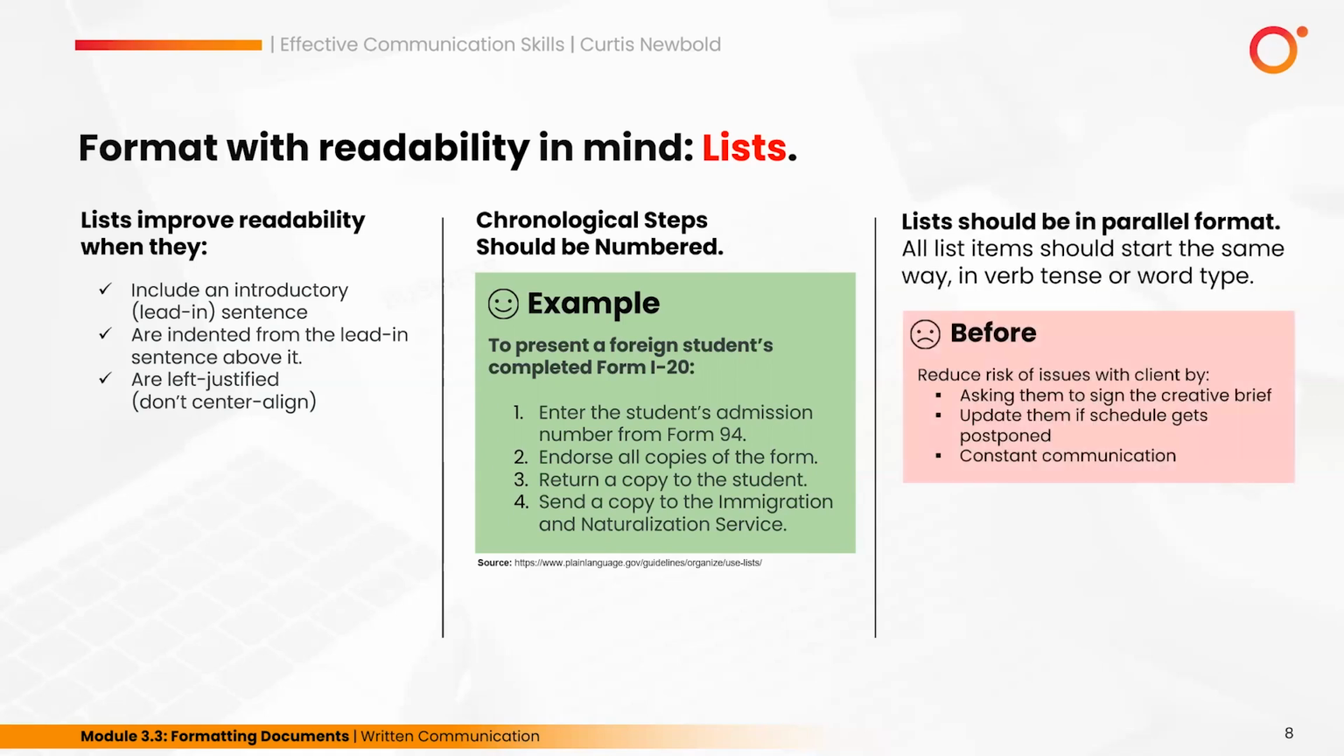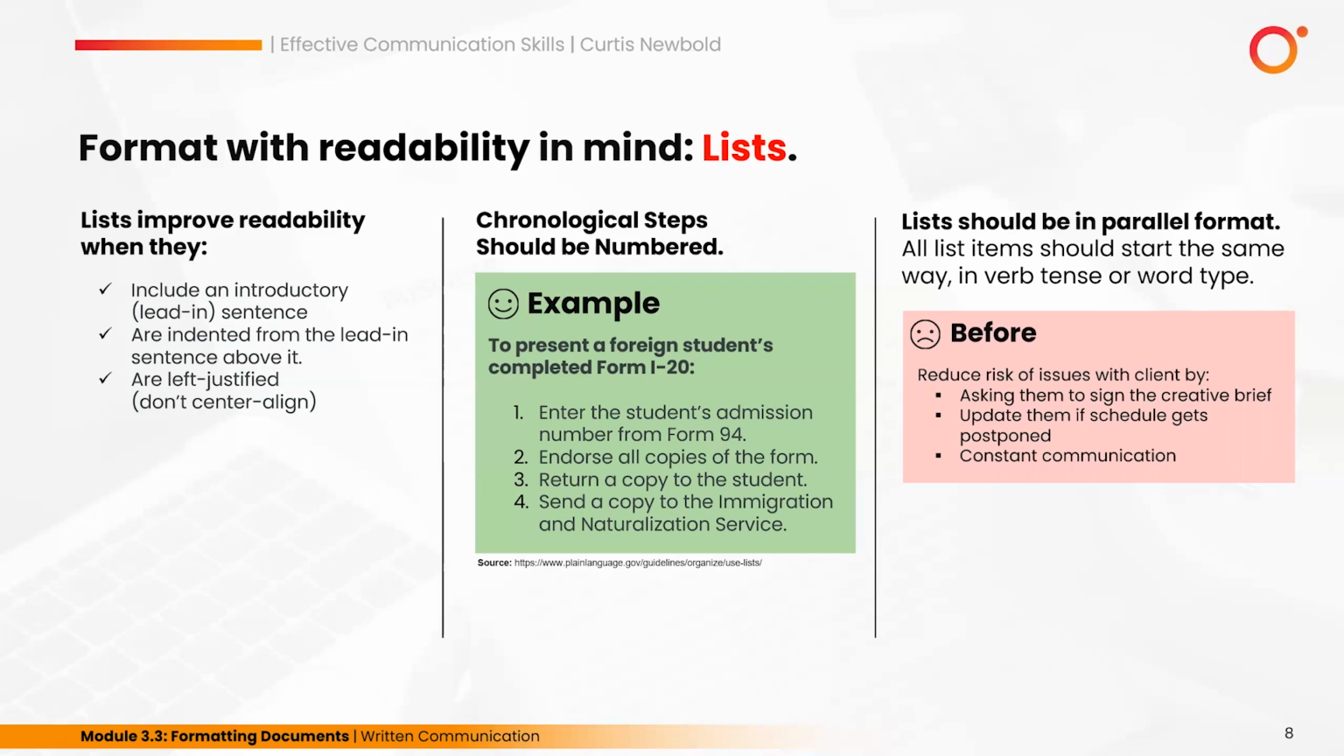Lists should also be in parallel format. So parallel format means that all list items should start in the same way in both verb tense or word type. So you can see the before bad example: reduce the risk of issues with a client by asking them to sign the creative brief, update them if schedule gets postponed, constant communication.